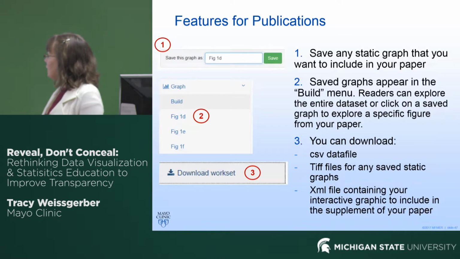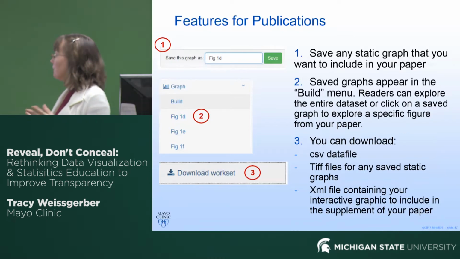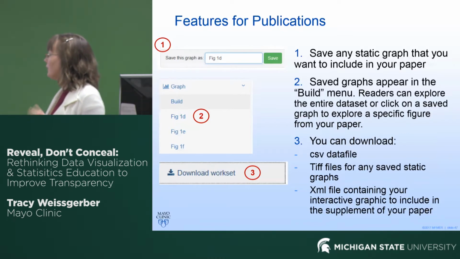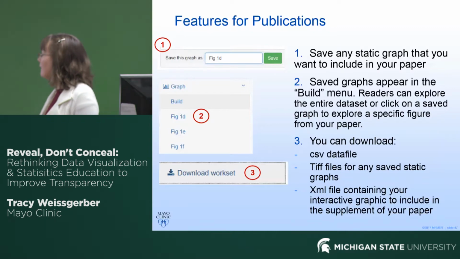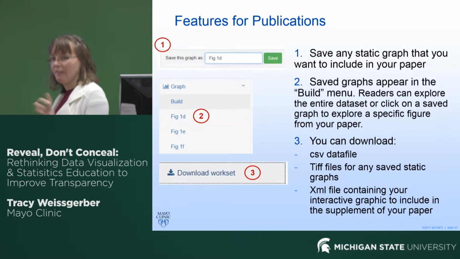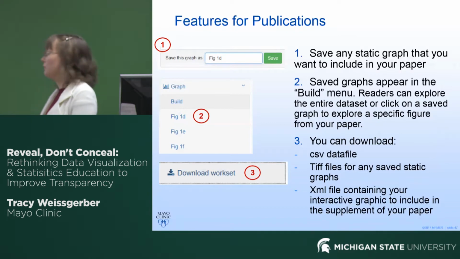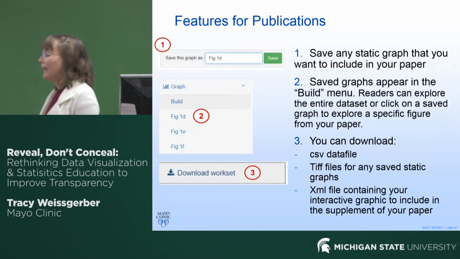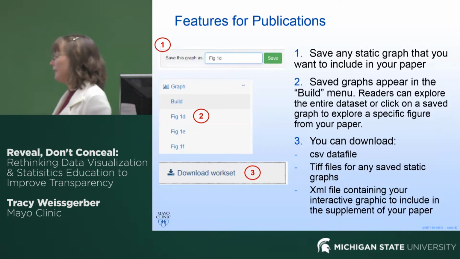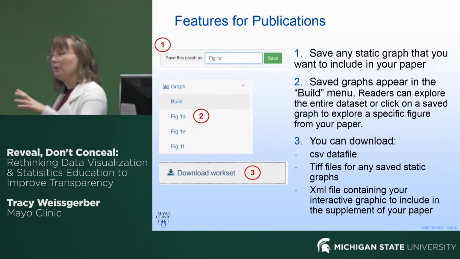And then the next thing you can do is download. There are several different ways of downloading, and there are clear and easy options on the file. I can download a CSV data file if I just want to get the data out and run some stats. I can download TIFF files for any of the saved static graphs, and this is what's going to go into the printed version of your paper. And then I can also download an XML file containing your interactive graphic to include in a supplement for the paper.